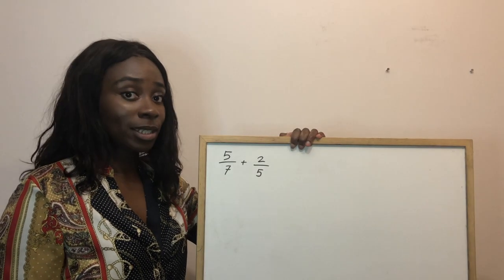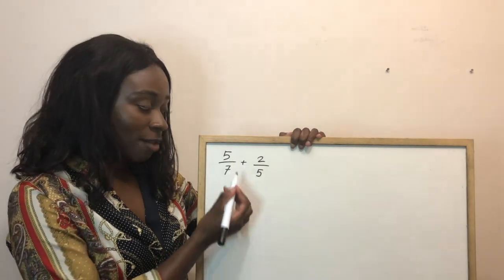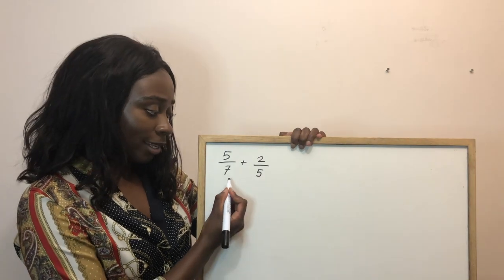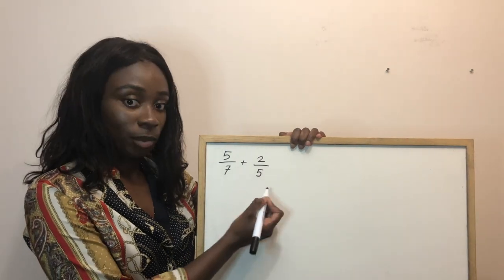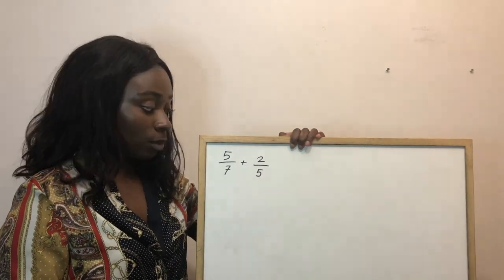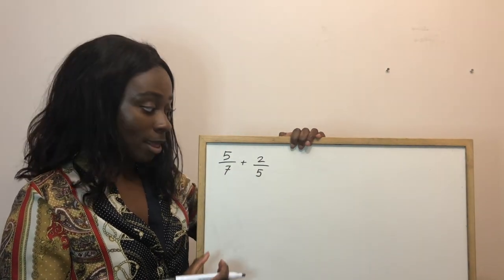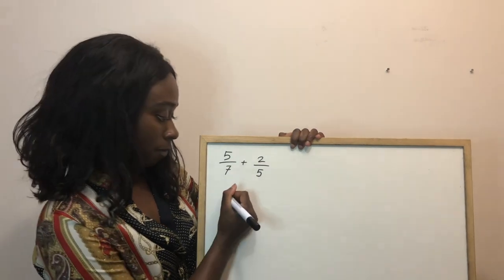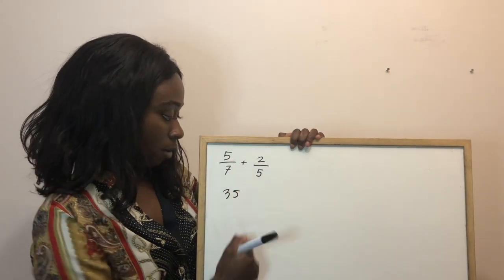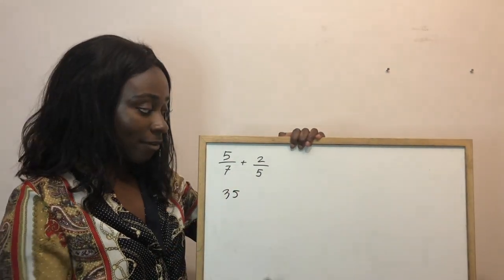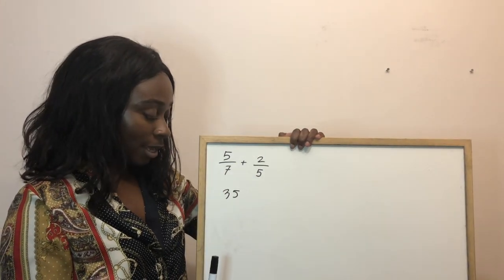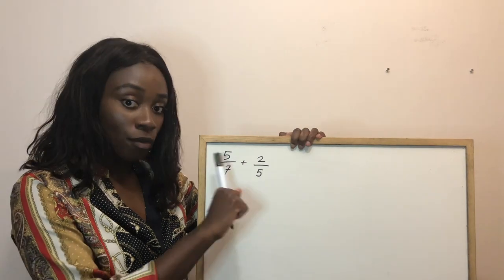So we're going to move on to a slightly harder example. We've got 5 over 7 add 2 over 5. And as you can see, it's not so easy to convert the denominators into each other. So what we're going to do is find a multiple that both of them fit into. So we've got 7 and 5, 35. Because 7 goes into 35 and 5 also goes into 35. So what we need to do is convert this fraction over 35.